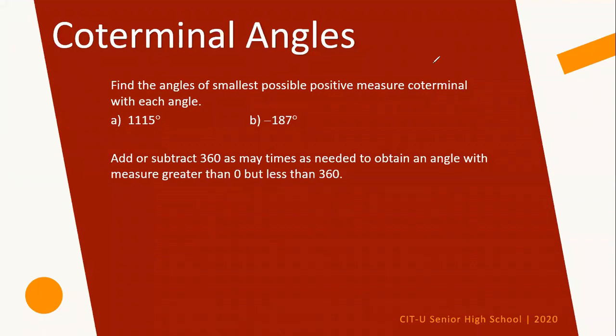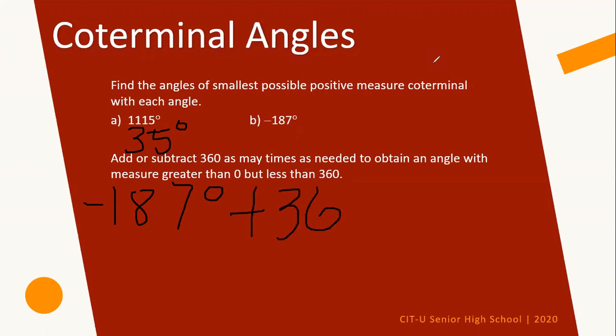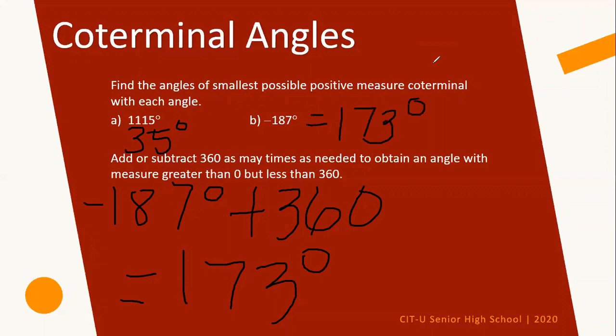Now we have negative 187 degrees. Since this is negative, you wouldn't want to subtract 360 in here because you'll end up with a negative angle. You would rather add 360 to your negative 187. And basically, that's the smallest positive coterminal angle, which is 173 degrees.